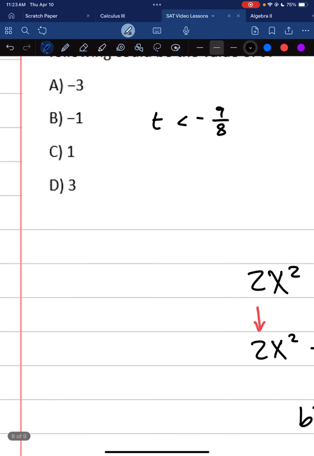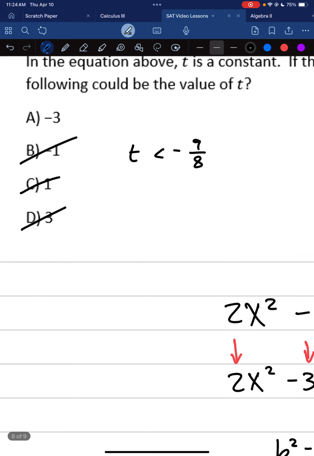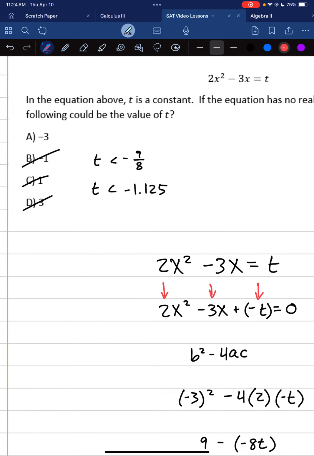We know that it's definitely not going to be C or D, because 1 and 3 are both positive. They're not going to be less than negative 9 over 8. Negative 1 is also not less than negative 9 over 8, right? If you convert negative 9 over 8 to a decimal, it would be negative 1.125, right? So negative 1 is slightly larger than negative 1.125, so that's not it. So then our only remaining answer choice is going to be A. Negative 3 is less than negative 1.125.